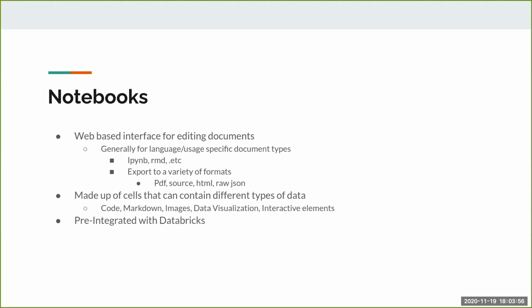Notebooks are generally made up of cells that can contain different types of data. The main one is code, and it can be run in cells sectioned off that way. But you can also have cells that contain markdown, cells that contain images or data visualizations, and even interactive elements like inputs and sliders. And the reason we're talking about it is because notebooks come pre-integrated with the Databricks platform, in fact for a variety of languages, but what we're going to be focused on today is Python notebooks with base Apache Spark.